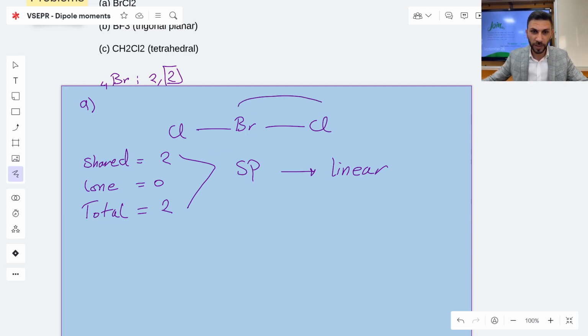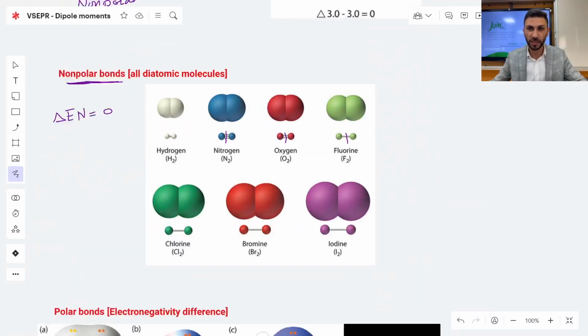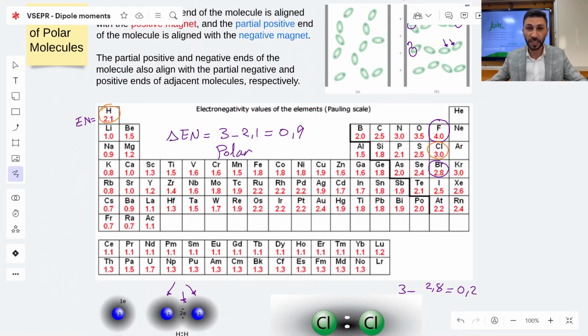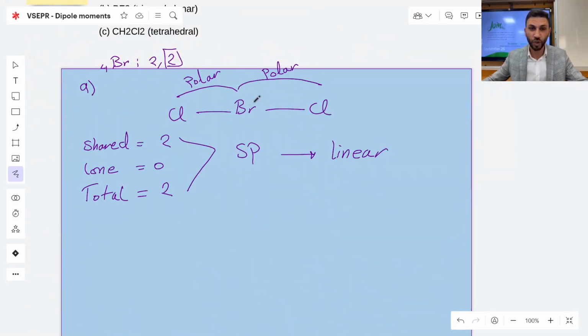Now, this one is polar. This one is polar. But they are equal because here we have Cl and here we have Cl. The polarity is from Br to Cl. Which one has higher? Let's check. The chlorine, of course, has higher electronegativity than the bromine. So these are the arrows, and these are the arrows, and they cancel each other. That's why the overall molecule is non-polar.